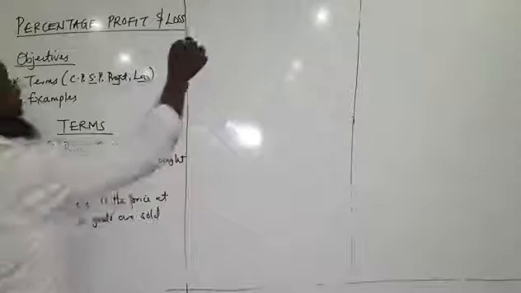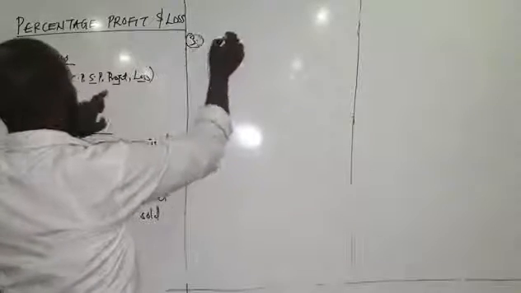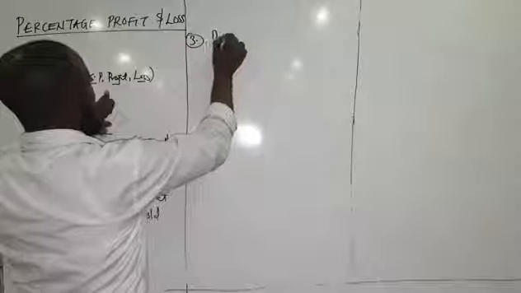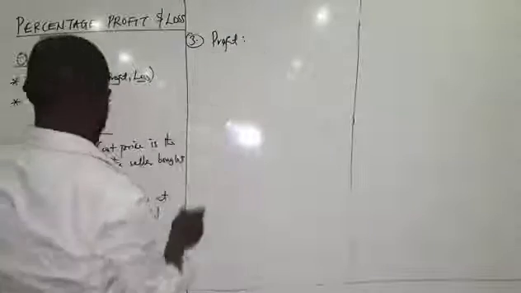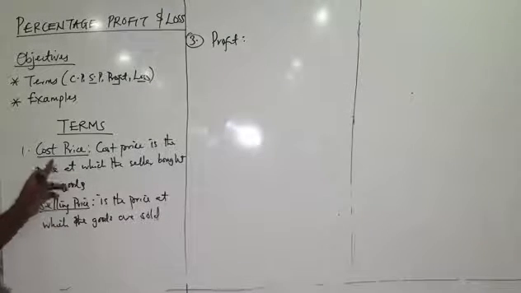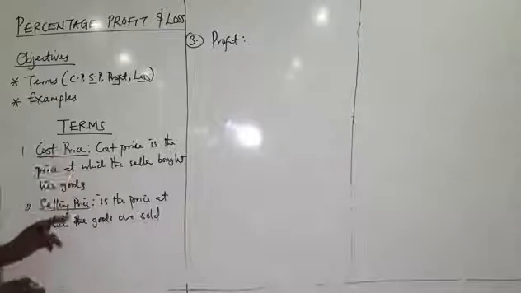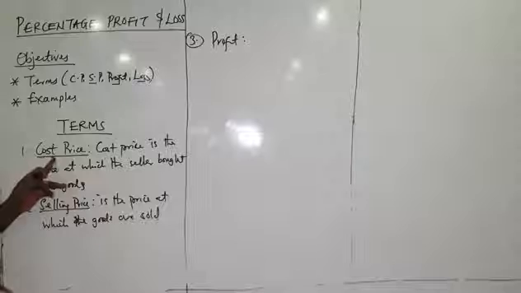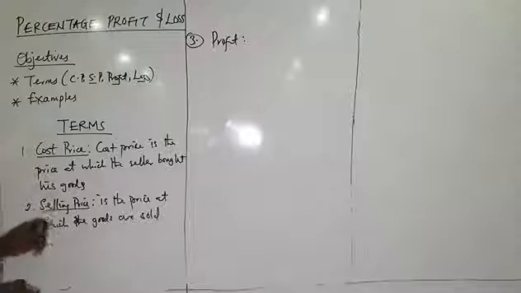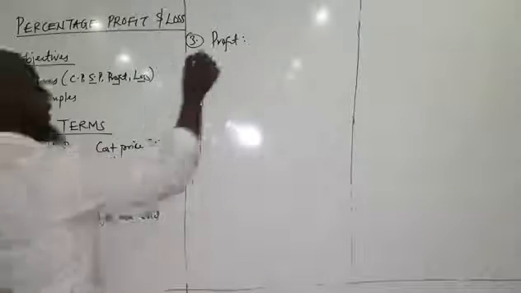Then the third one, which is profit. So profit is when the selling price is more than the cost price. So a seller has made a profit. That means selling price minus cost price is what? Profit. That is, the selling price will be greater than cost price.